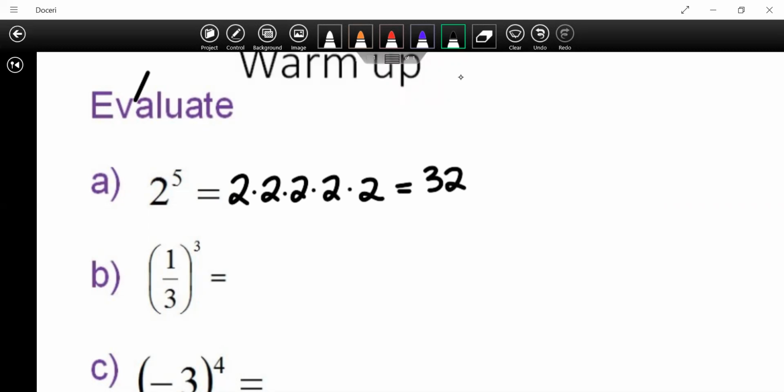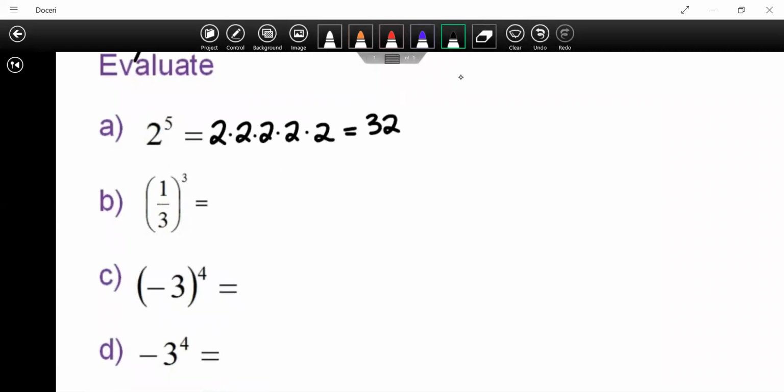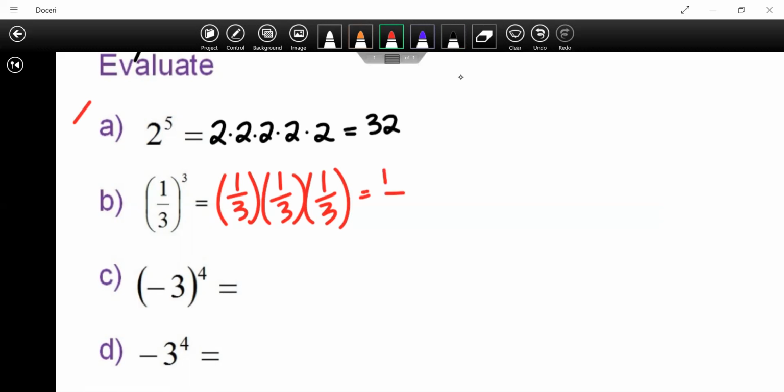Okay. Next one's doing the same thing. Essentially what we want to be able to see here is that we're going to be multiplying 1/3 times 1/3 times 1/3, 3 times. If I'm multiplying fractions, I multiply directly across, so 1 times 1 times 1 is just 1. 3 times 3 times 3 is 27.